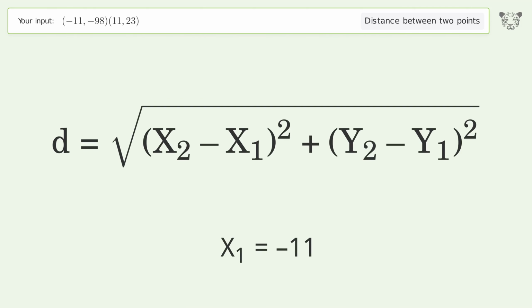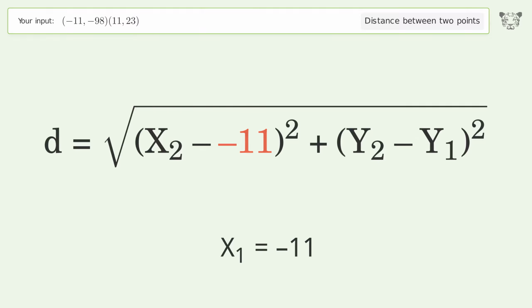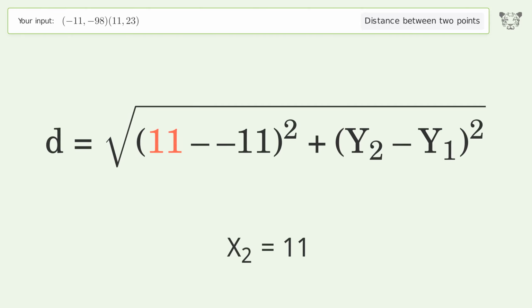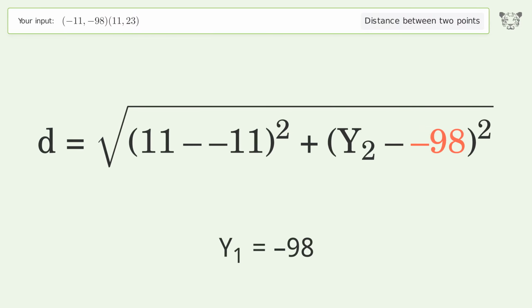x1 equals -11. x2 equals 11. y1 equals -98. y2 equals 23.